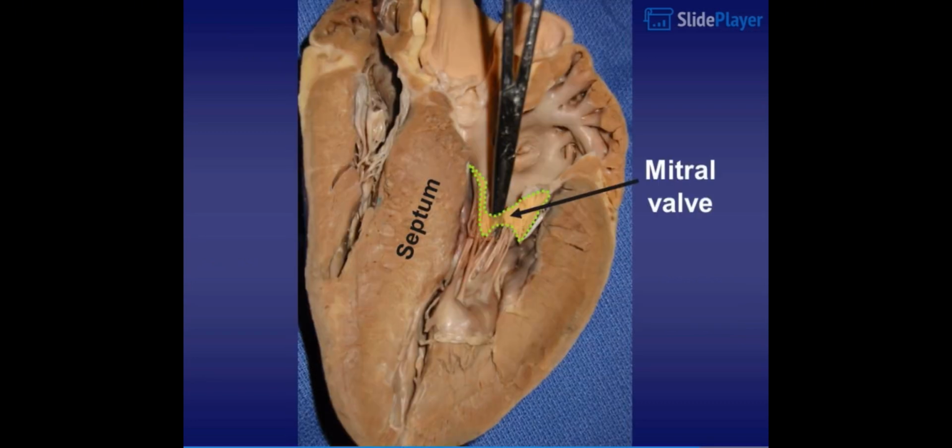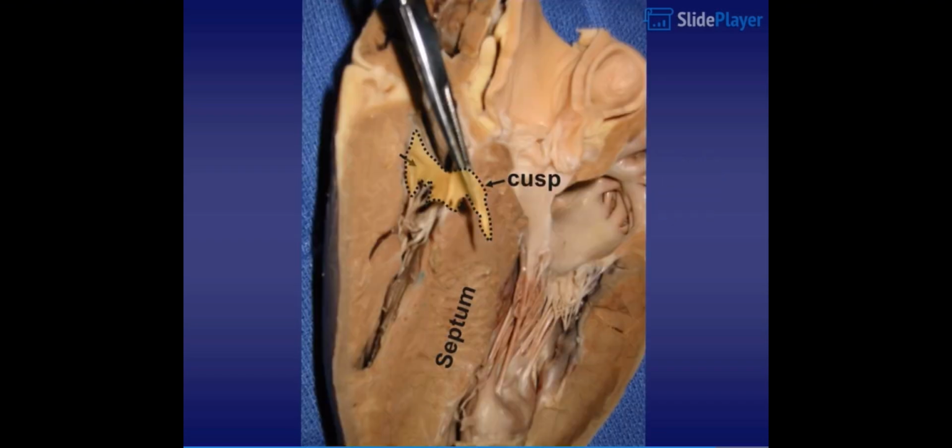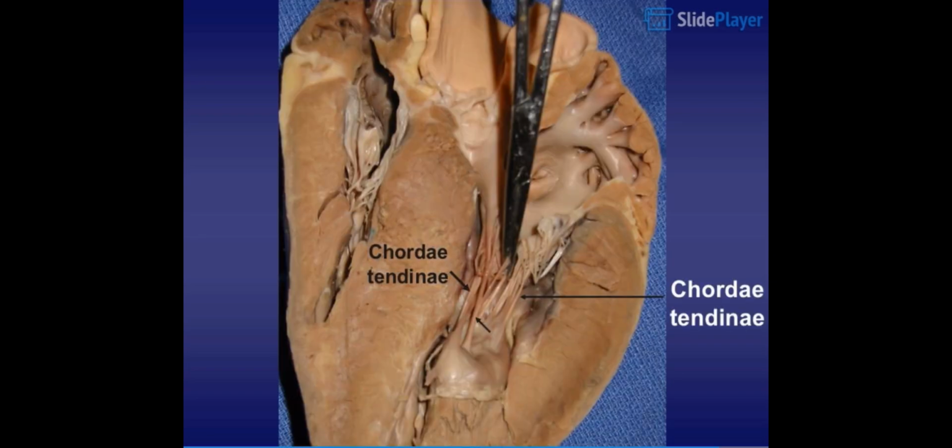Mitral valve. Septum. The mitral valve, also referred to as the bicuspid valve, is one of two left heart valves. It separates the left atrium from the left ventricle. The mitral valve has two cusps. Cusp. Septum. Chordae tendineae. Chordae tendineae.